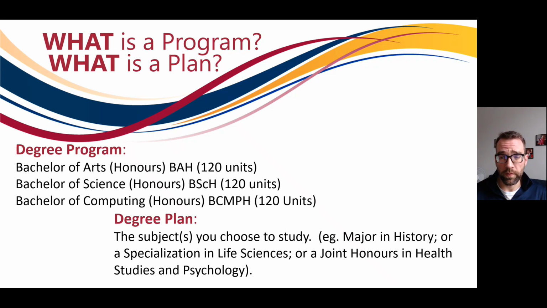The word plan refers to your major, joint honors, specialization, or your major minor combination, essentially your concentration. Keep in mind that you can choose to take a minor. If you choose to take a minor, the combination is just sort of one plan. So your plan would be, for example, the combination of a major in biology and a minor in health studies, for example.